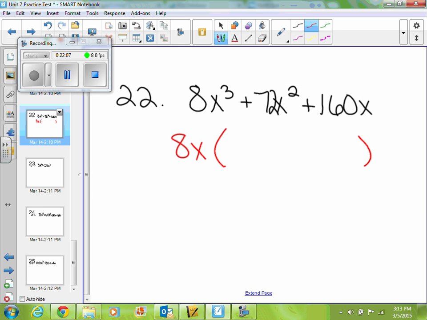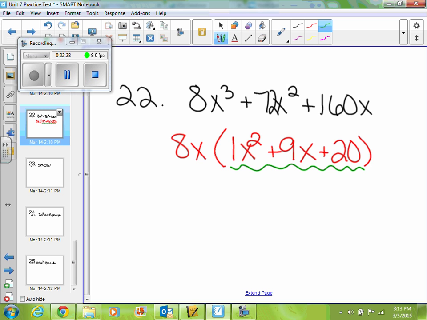So if I do that, 8x cubed divided by 8x is x squared. Okay, 72x squared divided by 8x is 9x. And 160x divided by 8x is 20. Okay. Now, each time we go to tell if it's all the way done, we look at just each set of parentheses. So I ignore the 8x for now, and if I'm looking at just this set of parentheses, I have to decide if that's factorable. So I don't have a leading coefficient, right? My leading coefficient is 1.